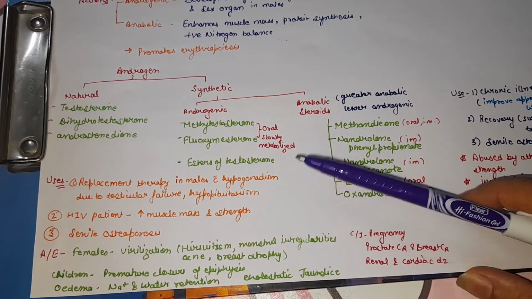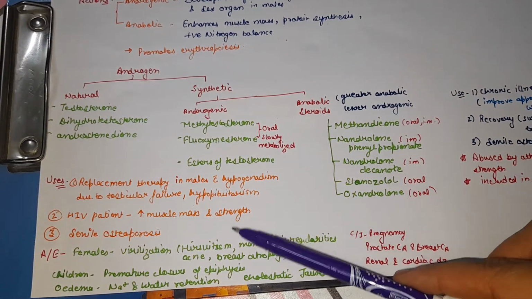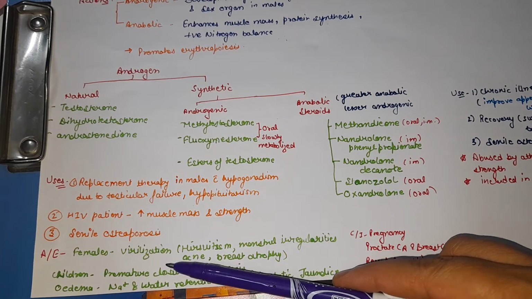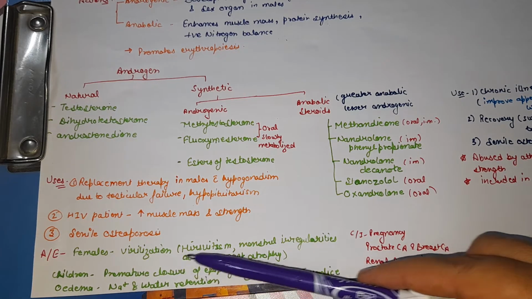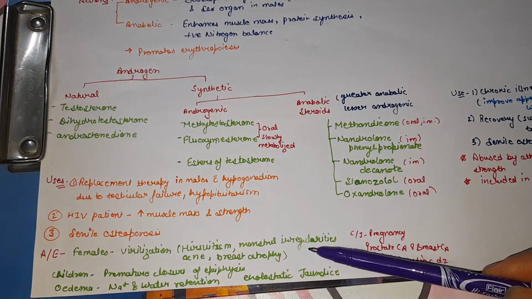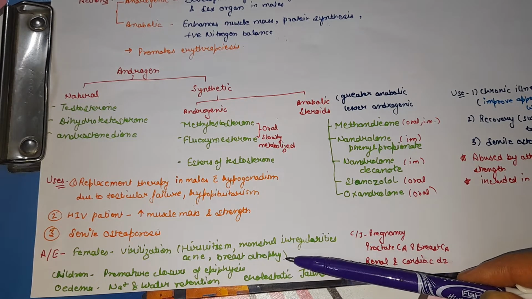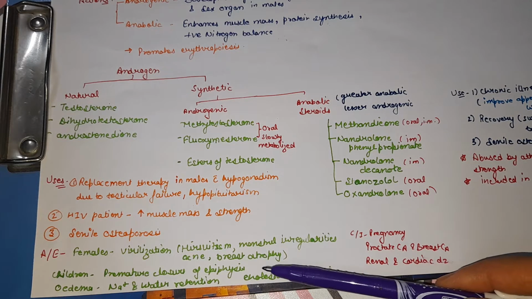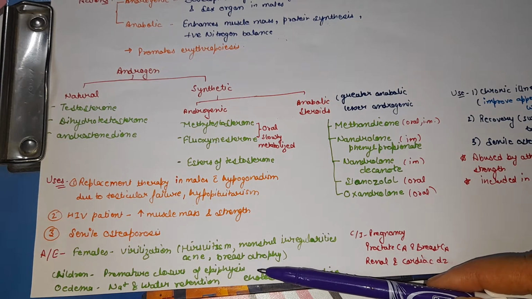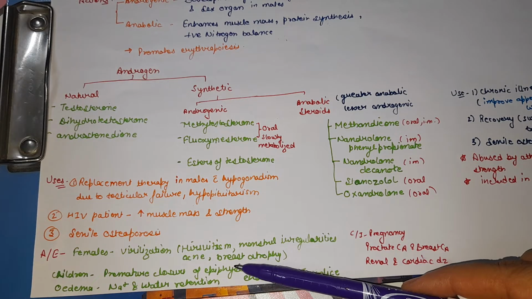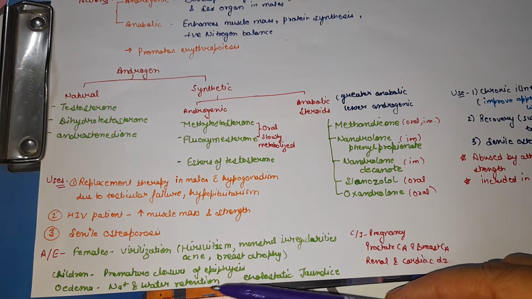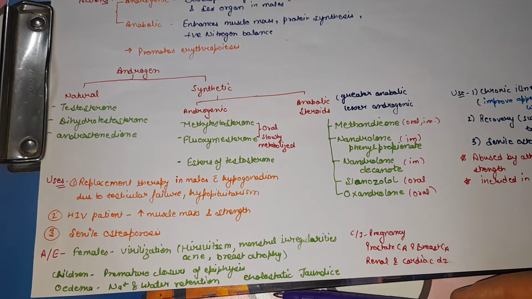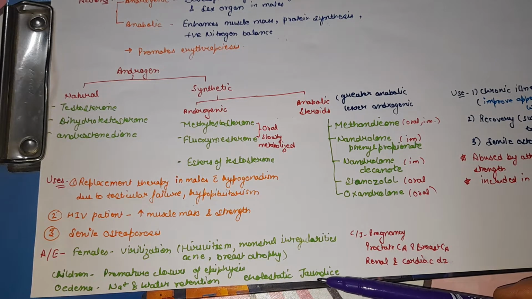Next, coming to the adverse effects caused by androgens. If androgens are given to female, they cause virilization, meaning they cause hirsutism, menstrual irregularity, acne and breast atrophy in female. And when they are given to children, they cause premature closure of the epiphysis and cause impairment of growth. Androgens also cause sodium and water retention, so they cause edema, and they also cause cholestatic jaundice.